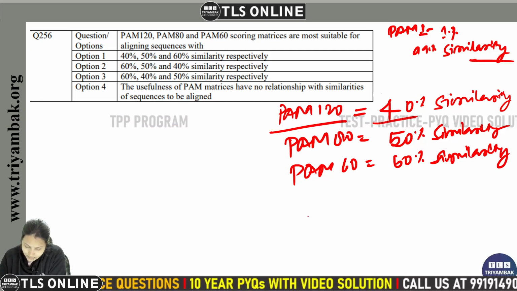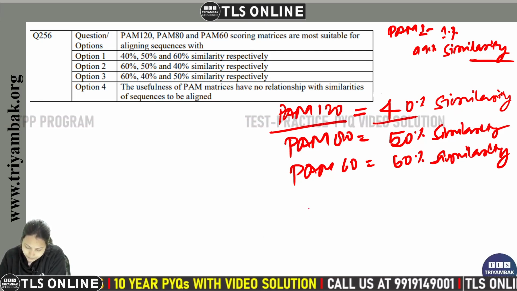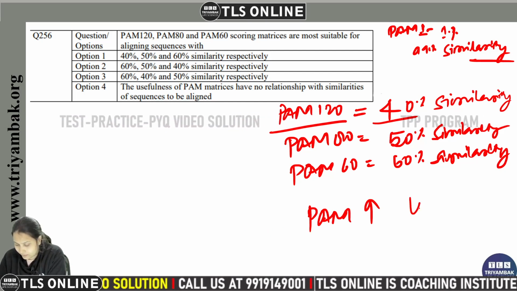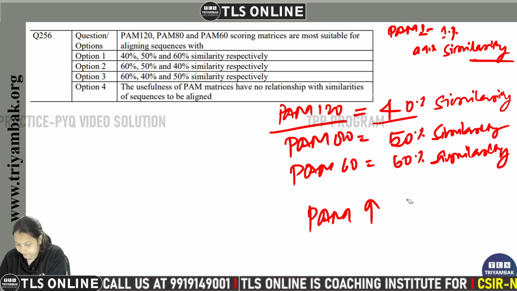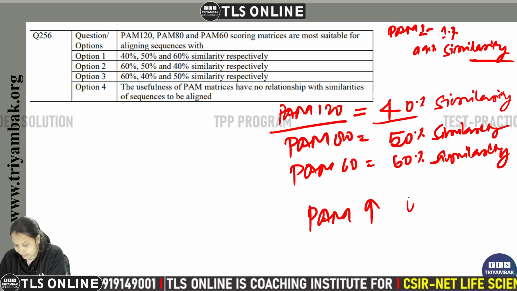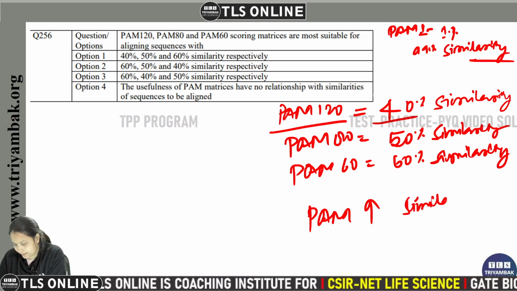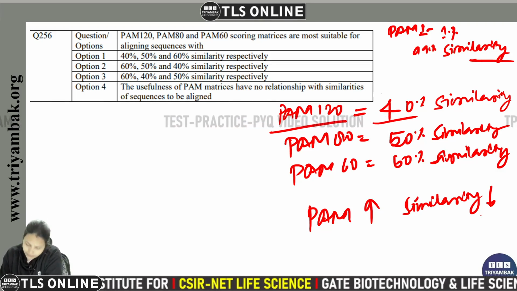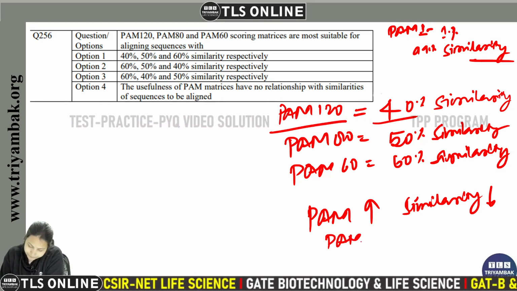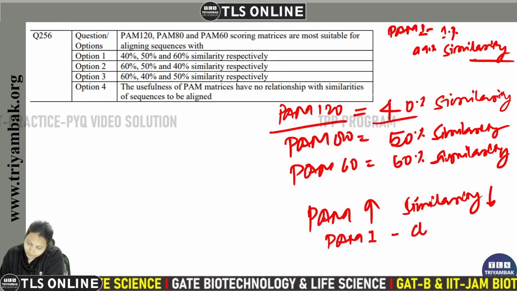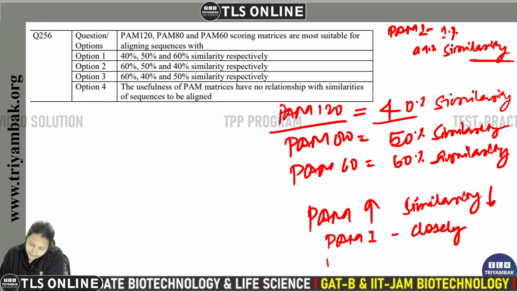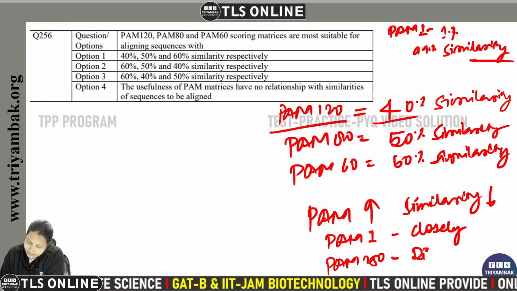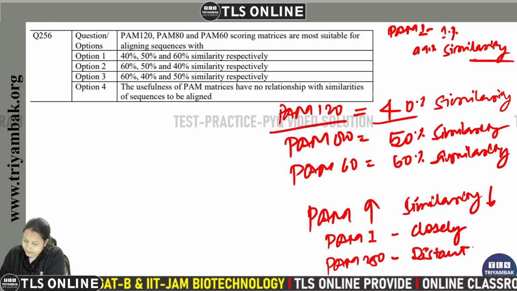Means the higher the PAM number, the lower the similarity. PAM ka number jitna zyada hoga, similarity utni kam hogi. Isliye PAM1 is for closely related sequences and PAM250 is used for distantly related sequences or divergent sequences.